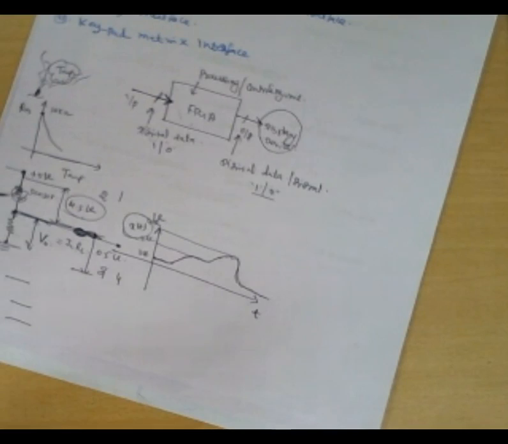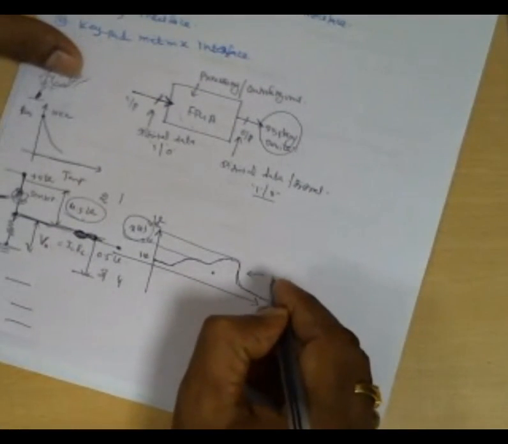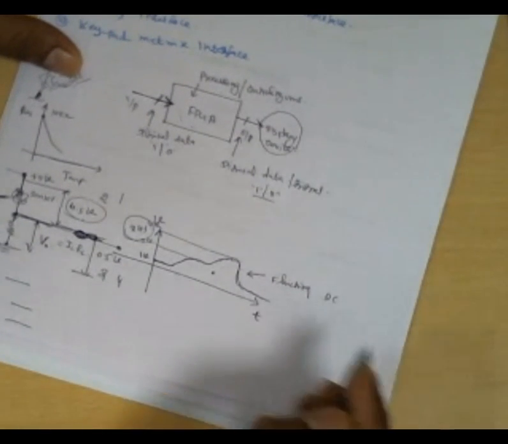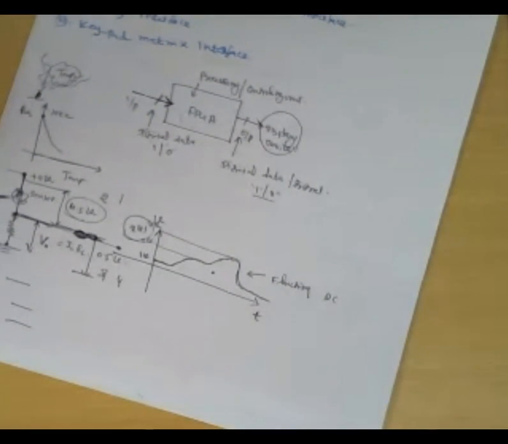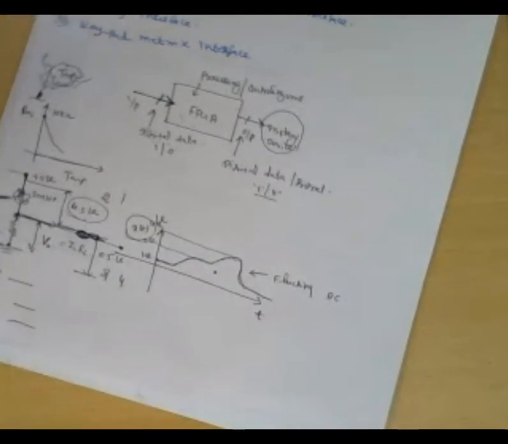Now our interest is processing this signal. So it is nothing but fluctuating DC. Fluctuating DC, because it is a DC signal. It is a DC signal, with fluctuations here and there. So it is a DC signal now, right?